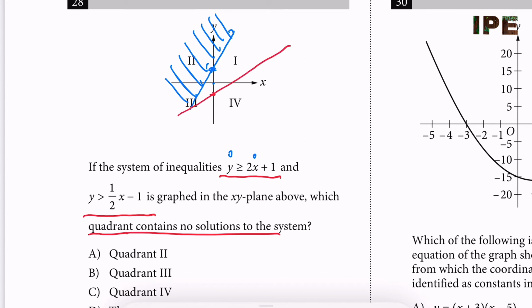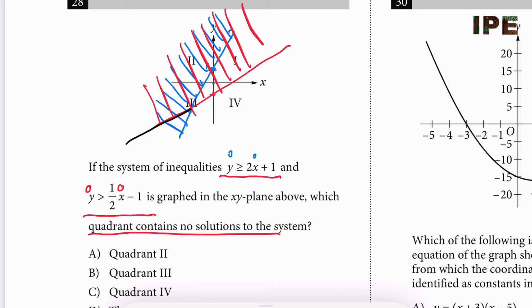Actually, you need to draw a dashed line, but for this problem, maybe okay. So 0, 0 is not on the graph. So I'm going to plug in 0 and 0. What happened? 0 is greater than negative 1. That's true, right? The same side including that point is the answer. So which one is the overlapped region?